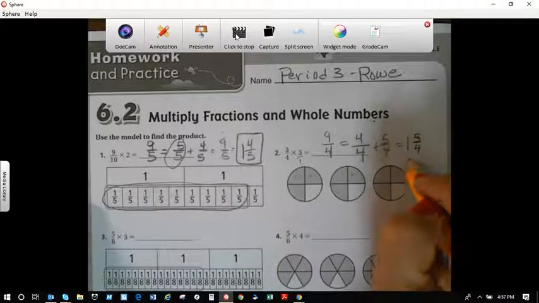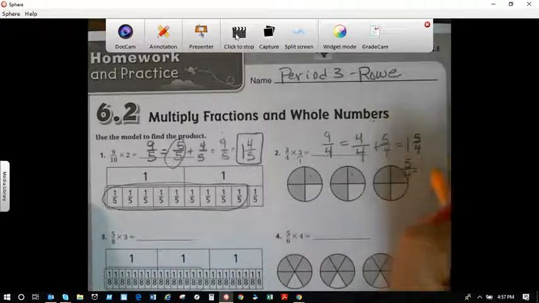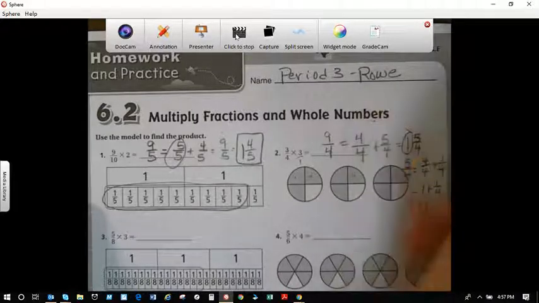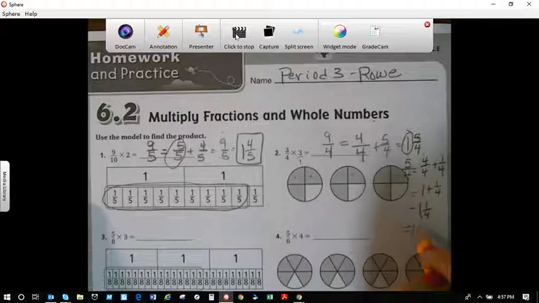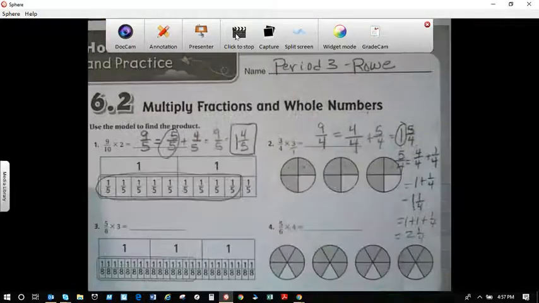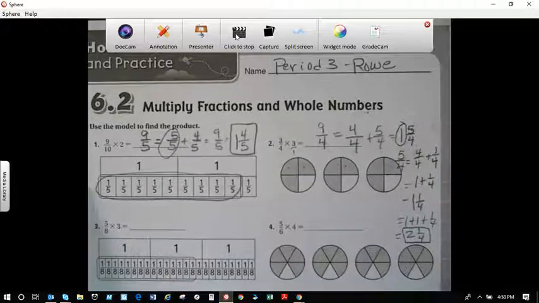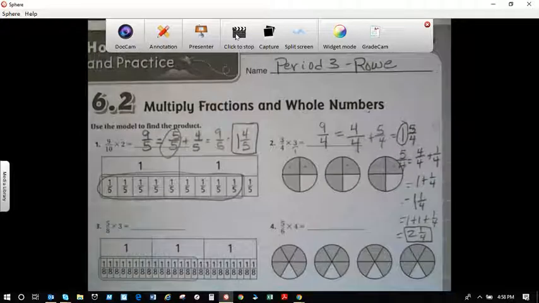So I'm going to take my 5/4, and that's going to equal 4 over 4 plus 1 over 4, and that gives me 1 plus 1/4. That equals 1 1/4. And I still have my 1 up here, so I need to add that in. So 1 plus 1 plus 1/4 equals 2 1/4. And that's my answer. And I broke it down this way. Some of you don't need to do it now. You're catching on a lot quicker, so you don't need to do all this work.